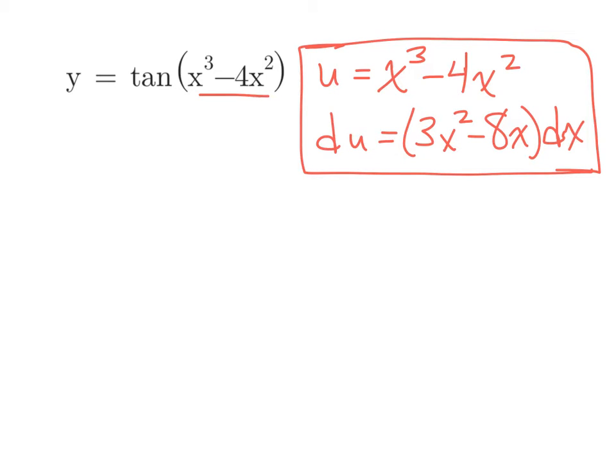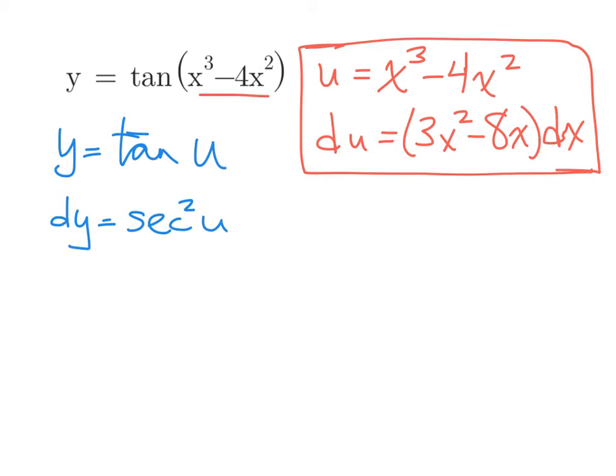So how we're going to do that is go back to our function, and instead of looking at this as a tangent function in terms of x, we're going to look at it as being a tangent in terms of u, and it's just tangent of u. Instead of taking derivatives right away, what we'll do is take differentials. So dy is going to equal the differential of tangent of u, which is secant squared u du.